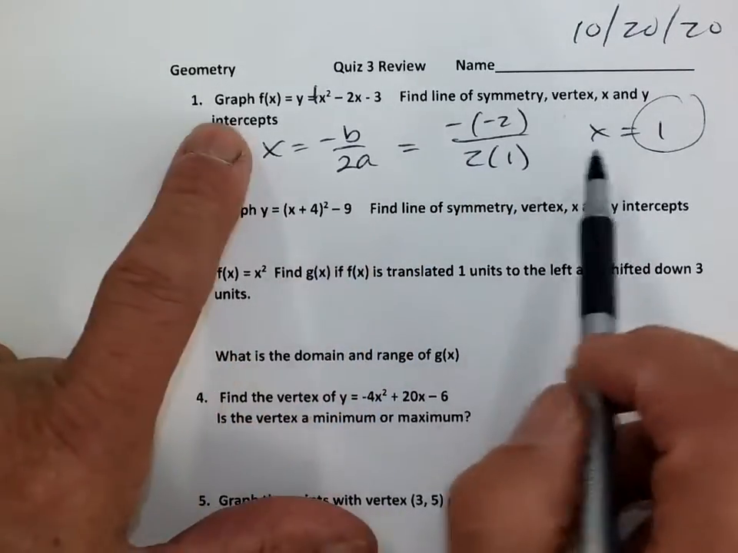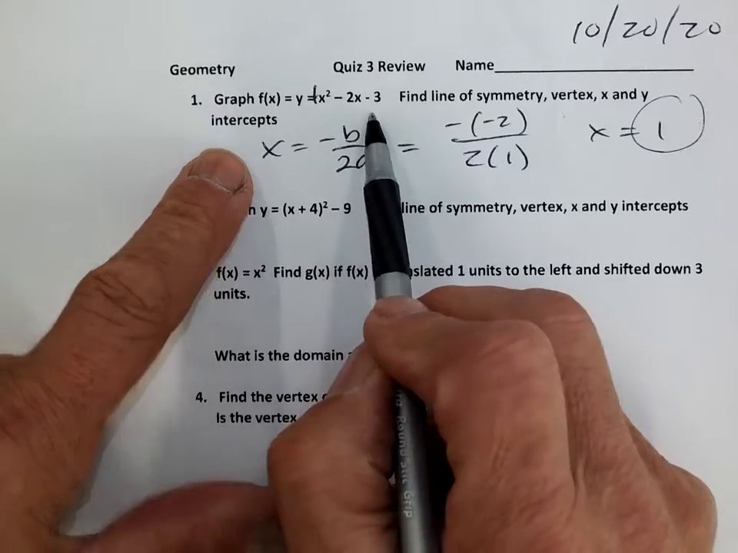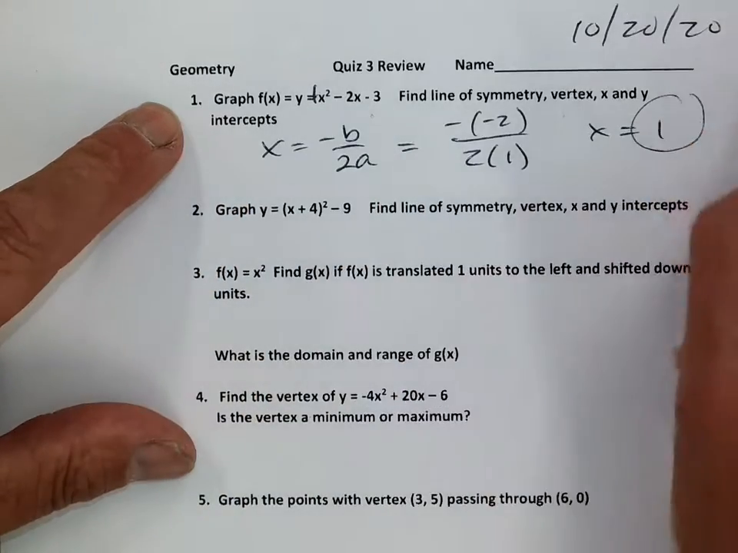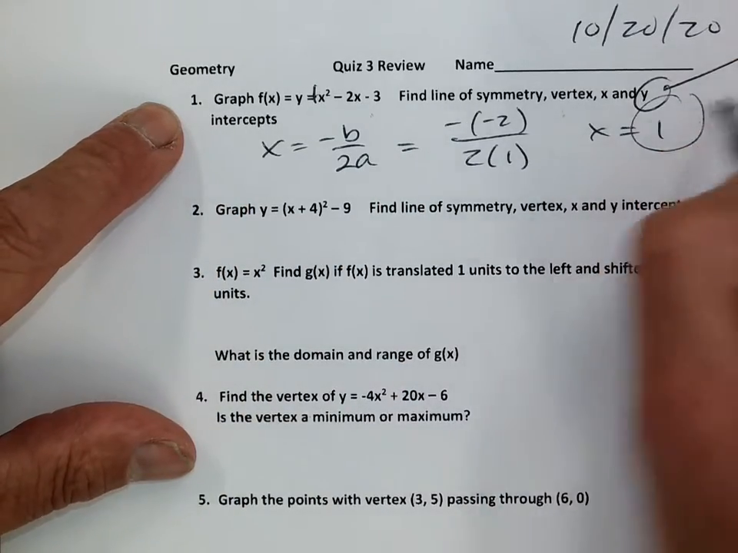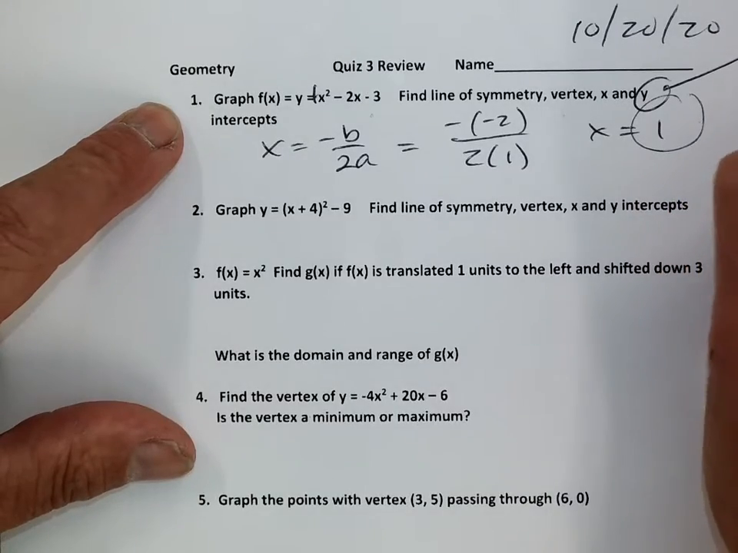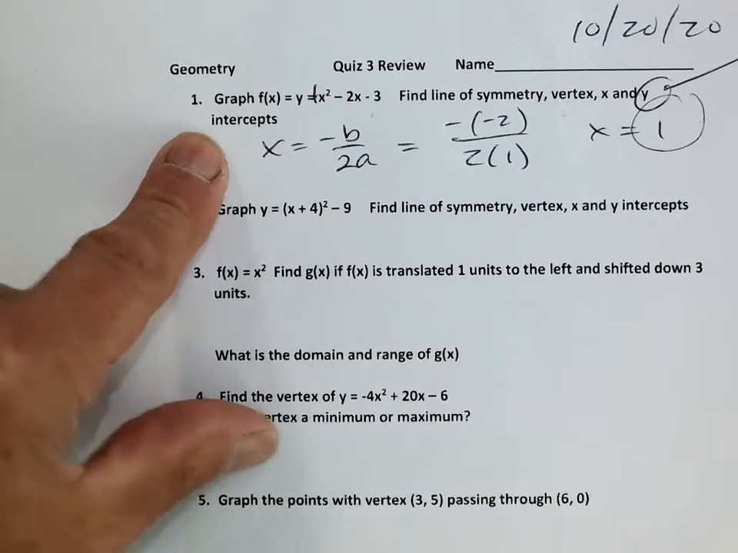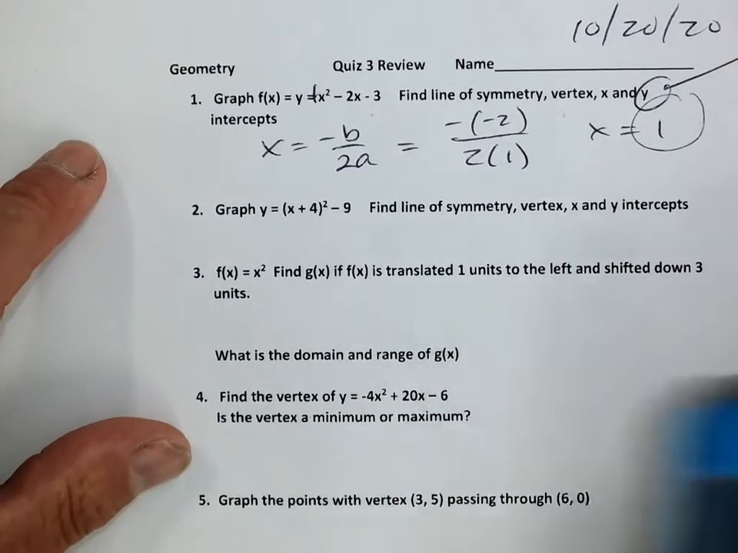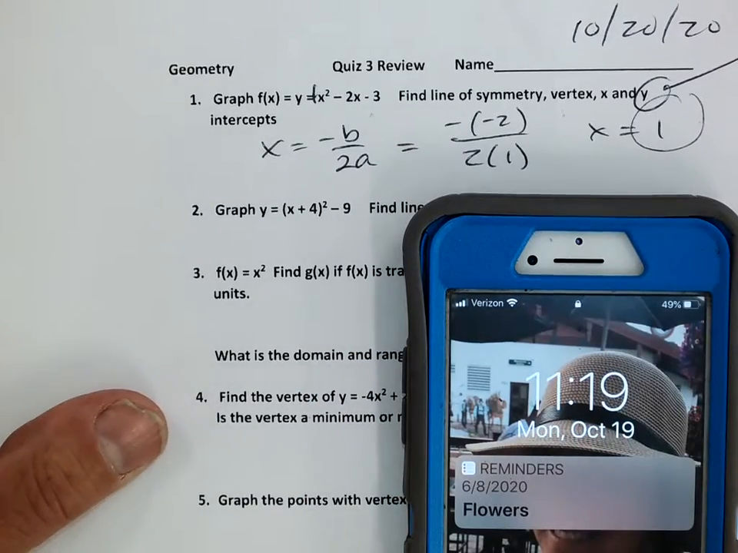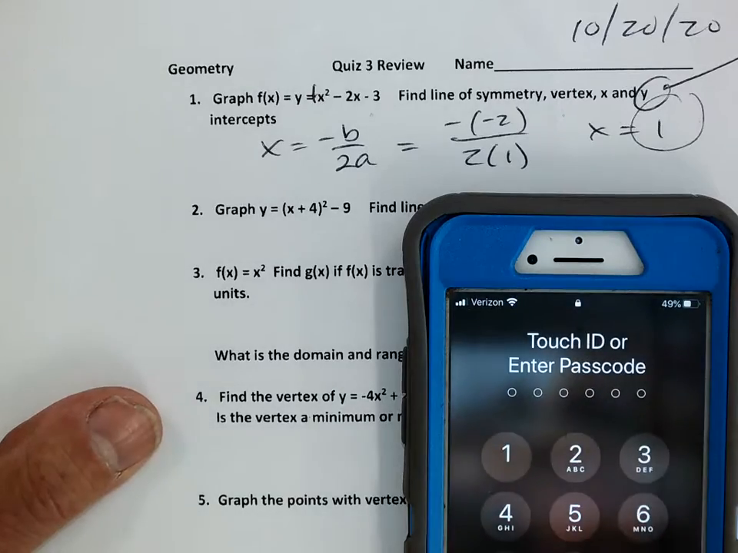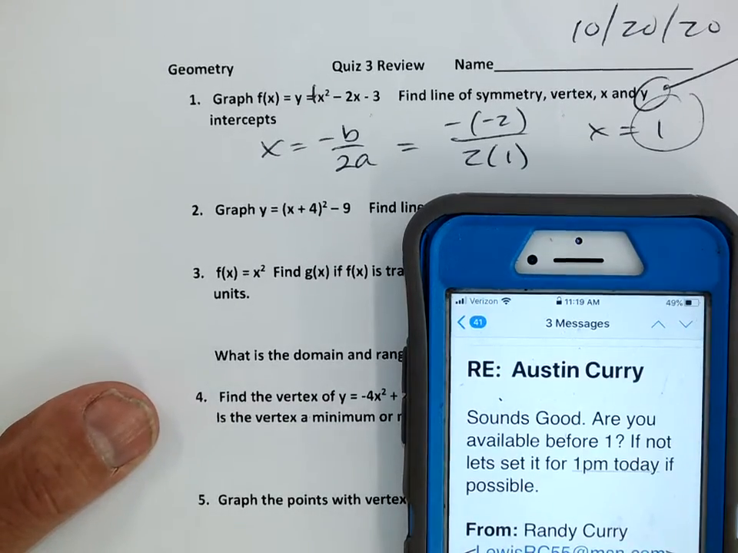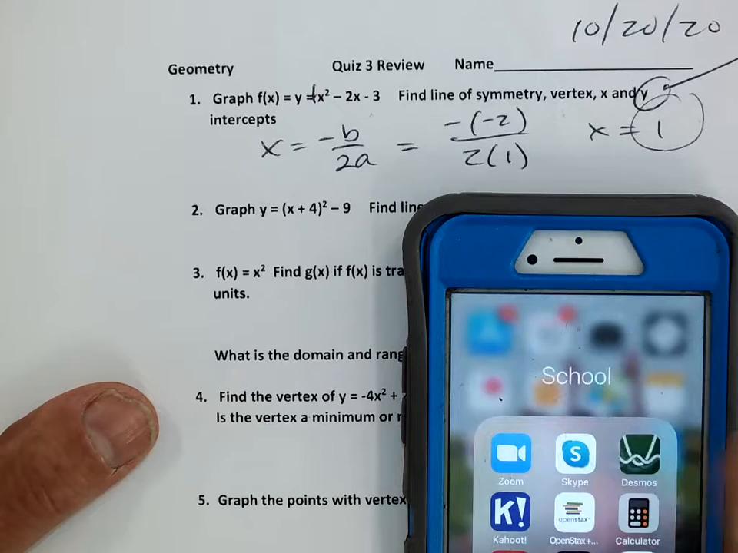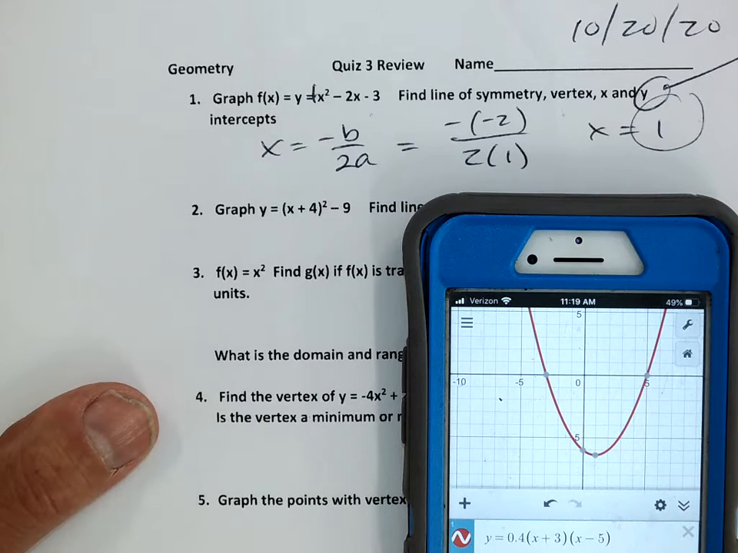X and y intercepts. The y-intercept for sure is at 0, negative 3. And you can actually get your x-intercepts by factoring, setting equal to 0, or we can even use our good old-fashioned Desmos to get a lot of these. Okay, so if I go to Desmos, it is wonderful, right? You can just graph these. You get everything from Desmos.